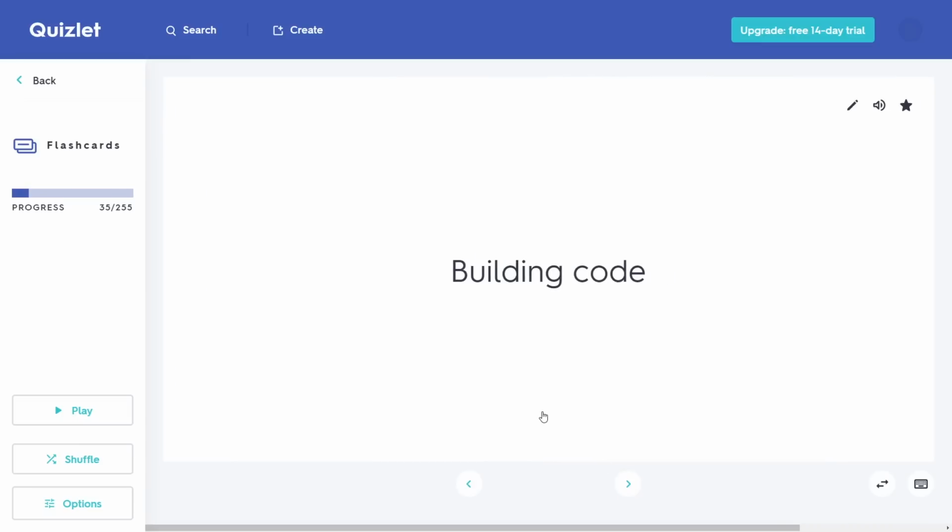All right, next one, building code. So it looks like we're sticking with the zoning related things. So think that one over.